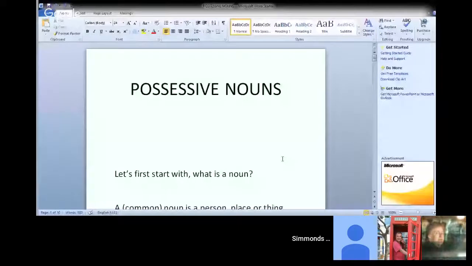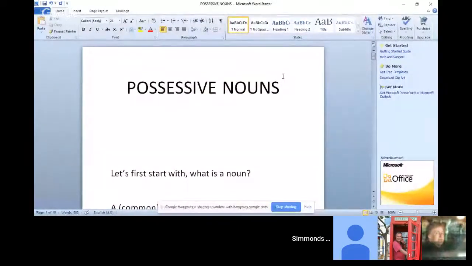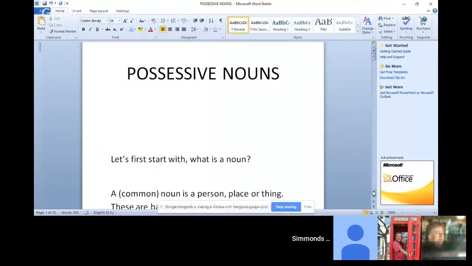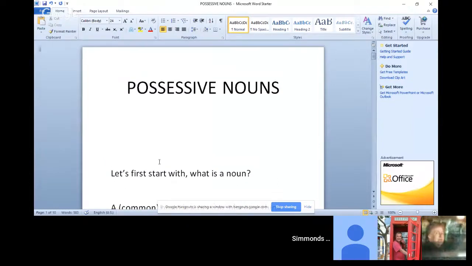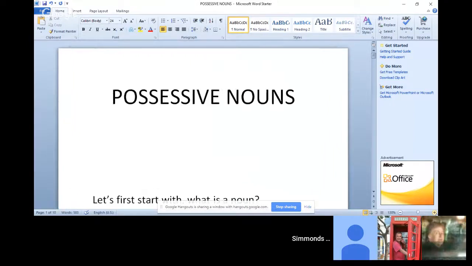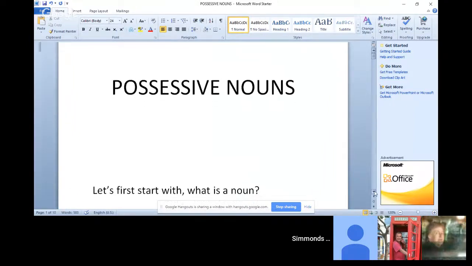I'm going to go ahead and screen share for us in just a second. Okay, so possessive nouns. Instead of jumping into what possessive nouns are, we first have to go a little easier. I'm going to show you the answer. So, what is a noun? We'll start with that. What is a noun?